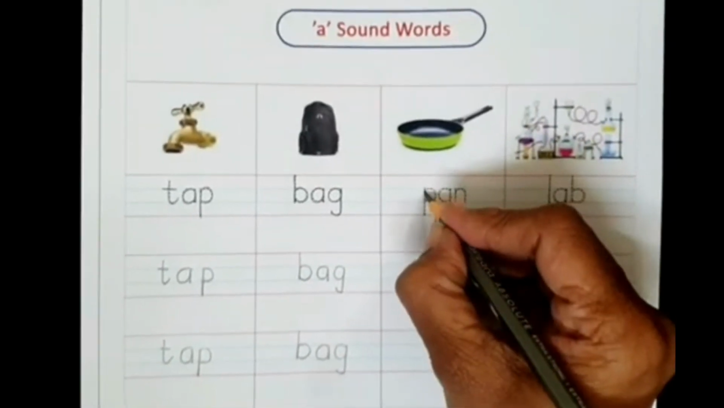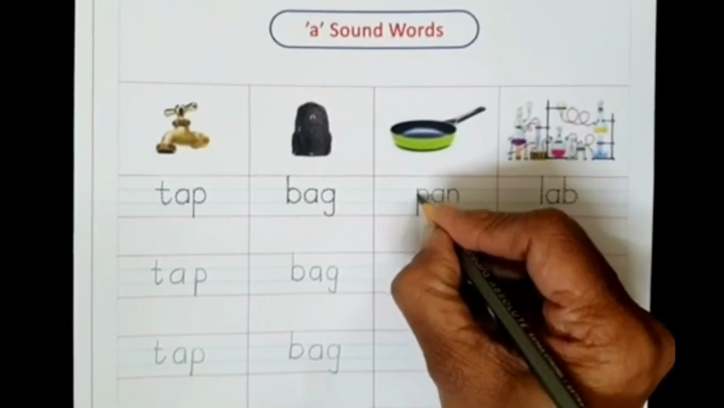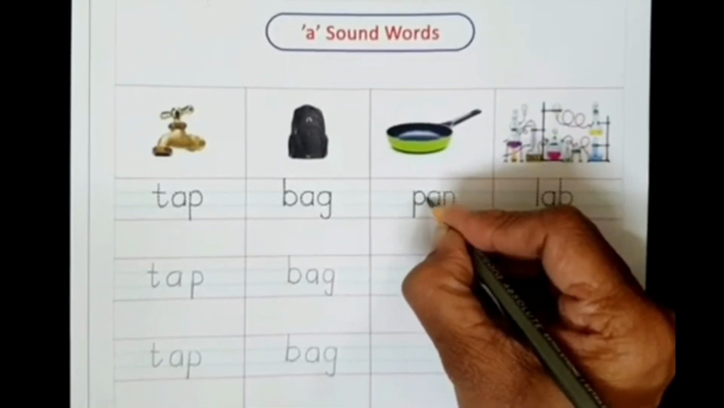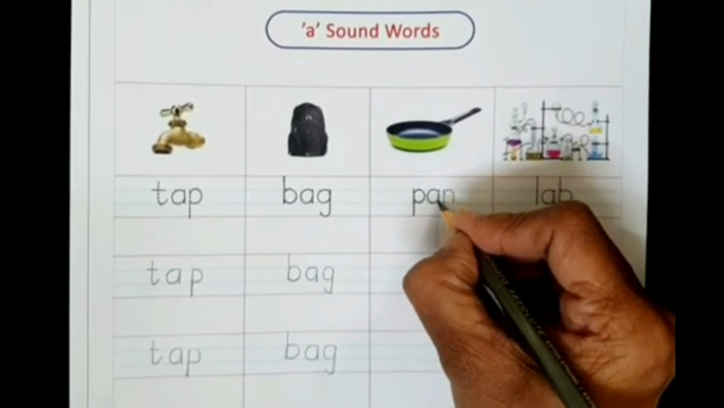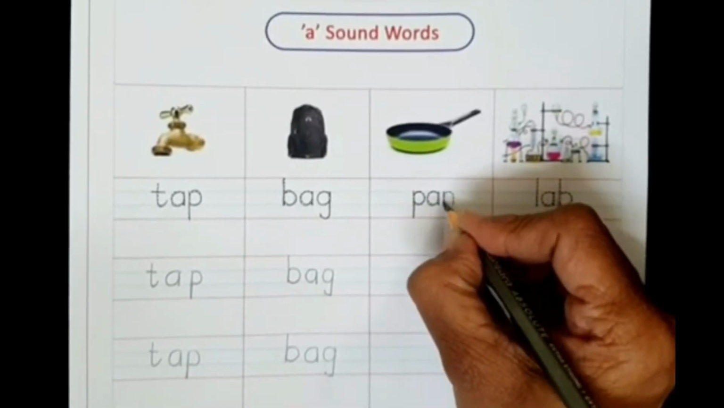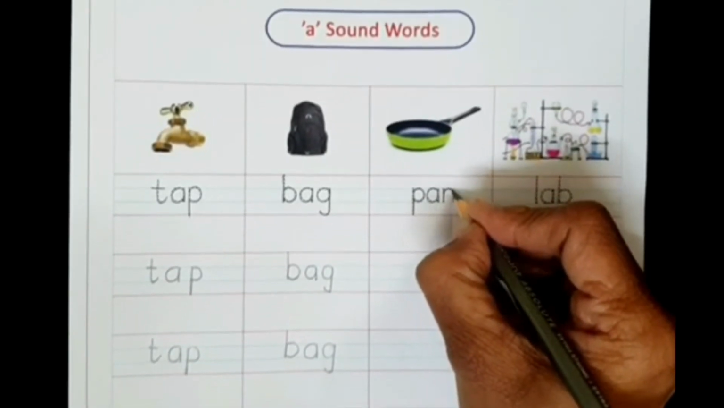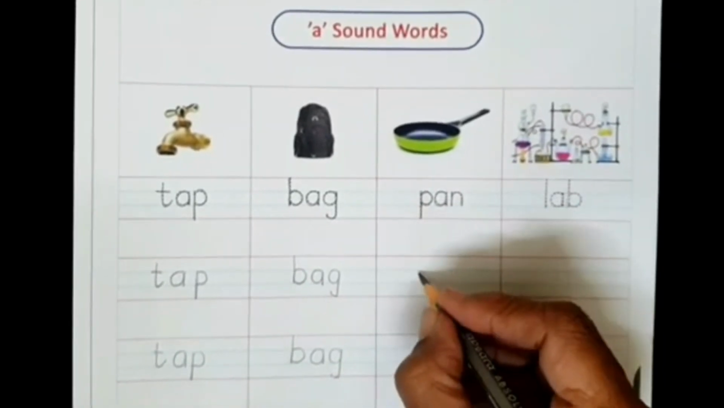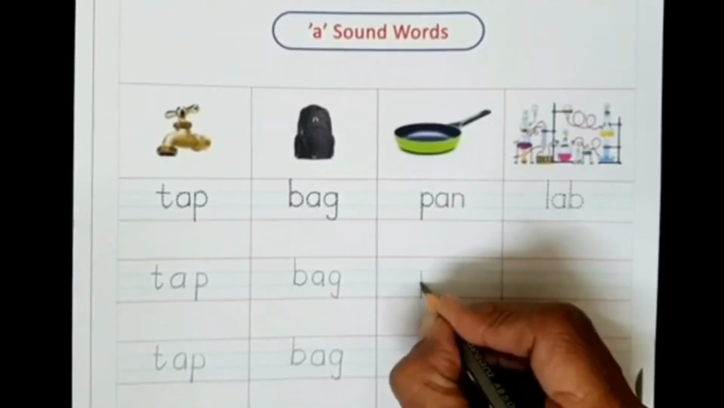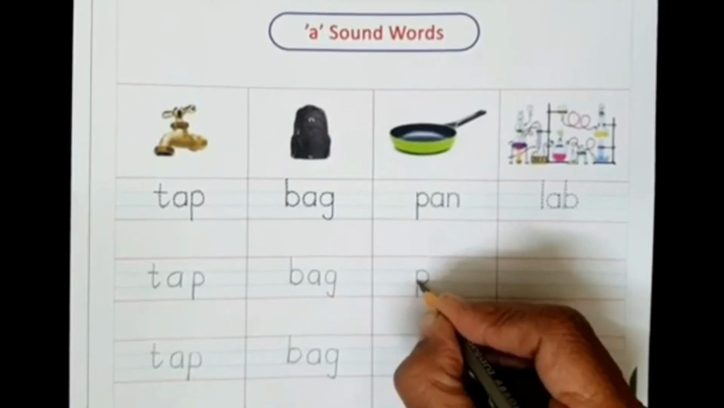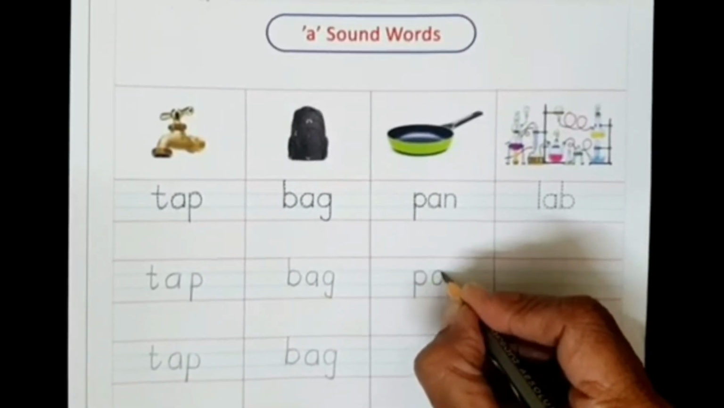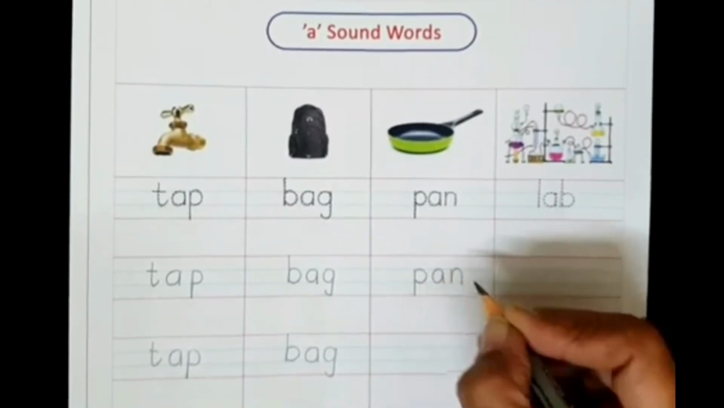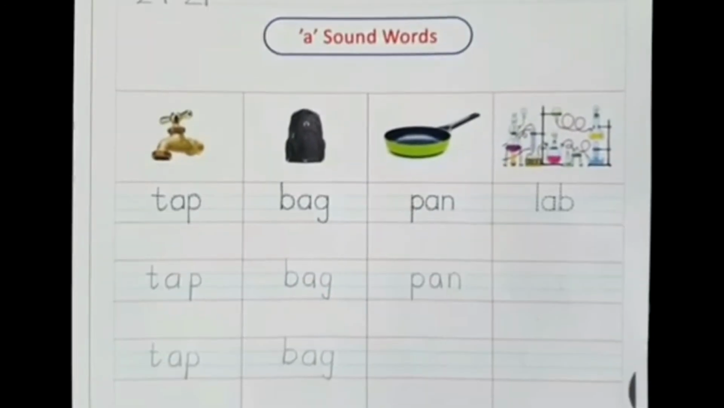Now standing line, go up and a reverse C curve is P. C curve, go up, come down, A. Standing line, a turn and come down straight, that is N. P-A-N, pen. P says pa, A says air, N says na, pa and pen.